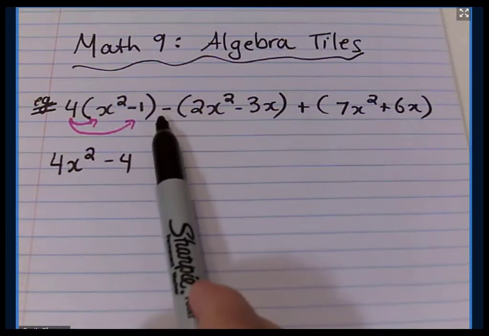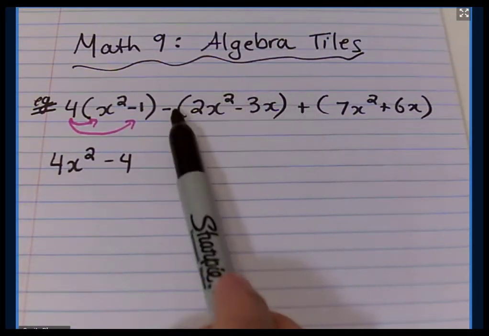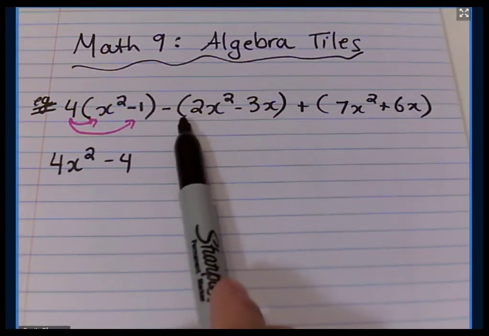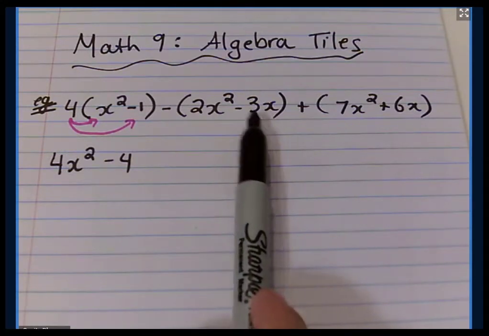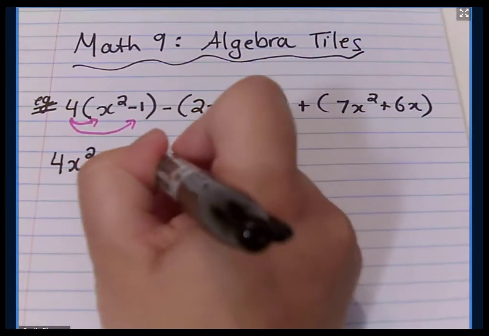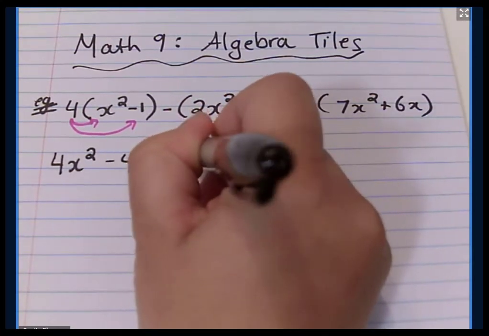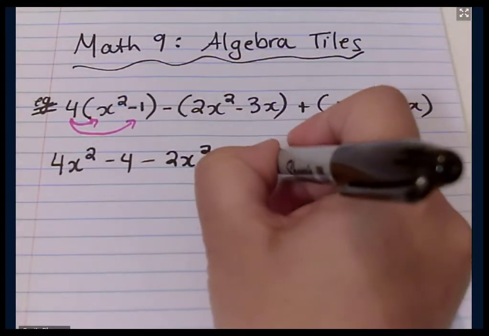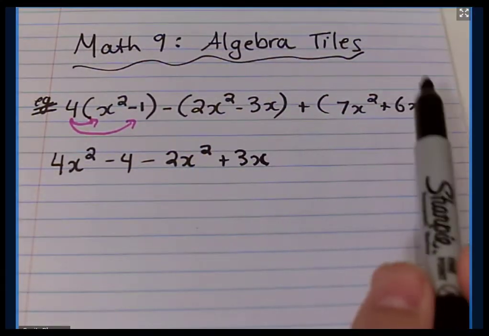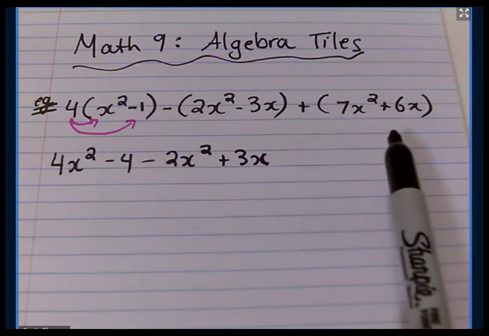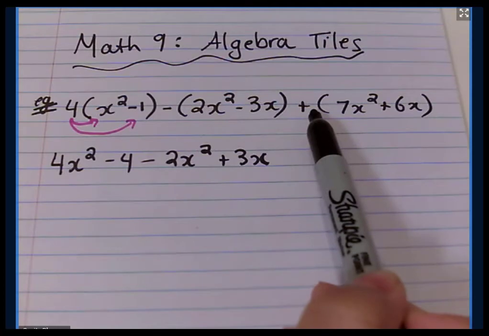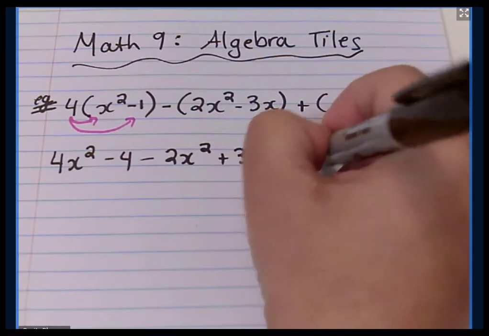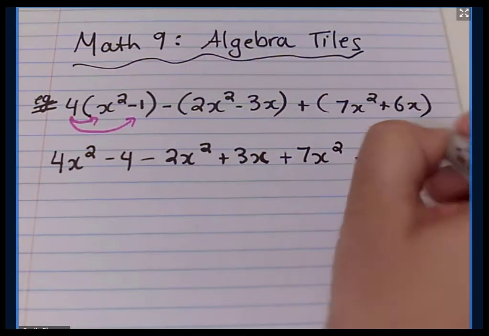Next, we have the negative in front of our second bracket. So recall that this minus changes the sign of everything inside that second bracket. So this will now become negative 2x squared and then plus 3x. And our last bracket is just plus 7x squared plus 6x. We don't have anything to do in front of that bracket, we just have to open up our bracket. So plus 7x squared plus 6x.